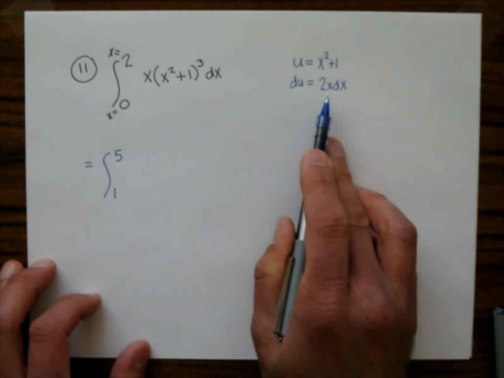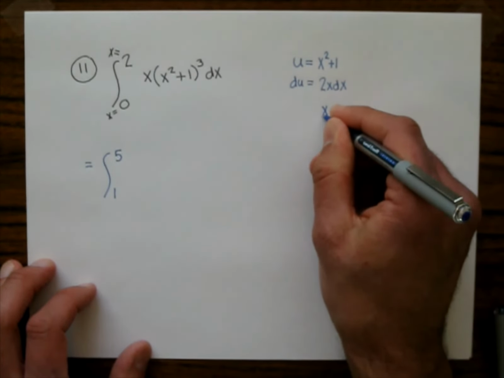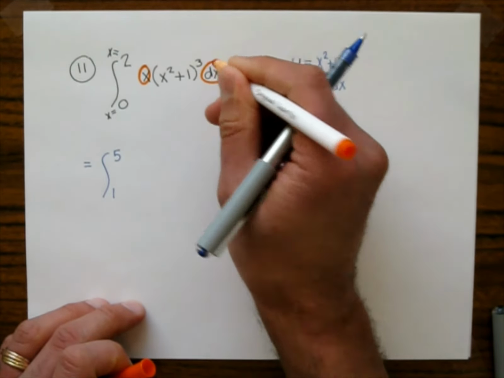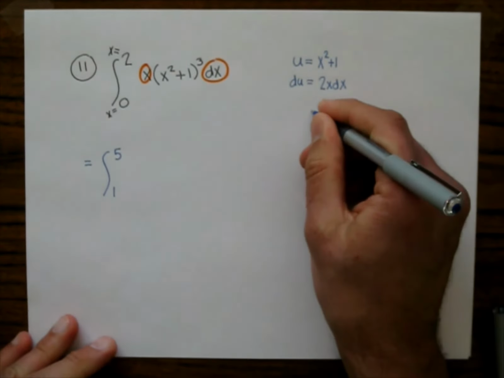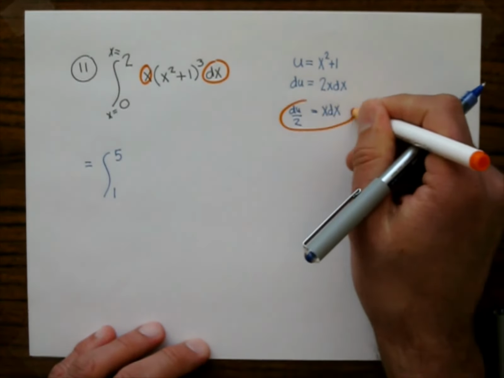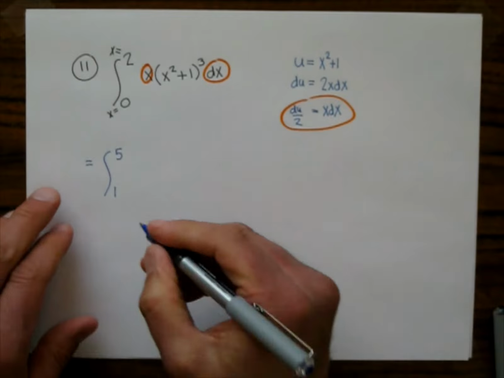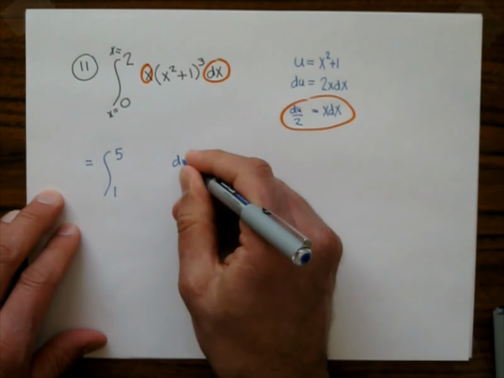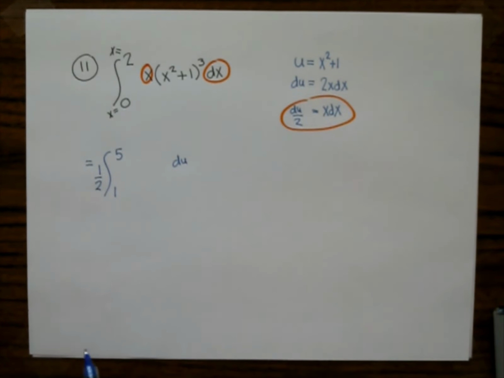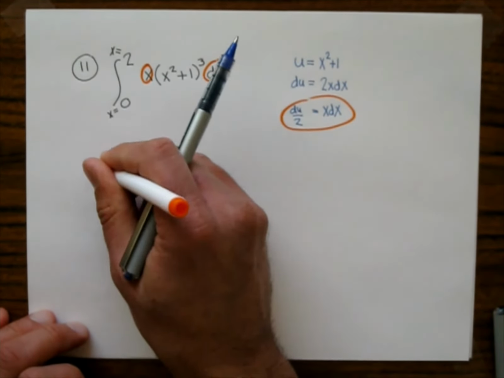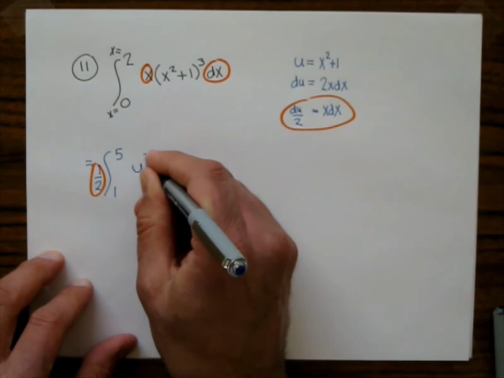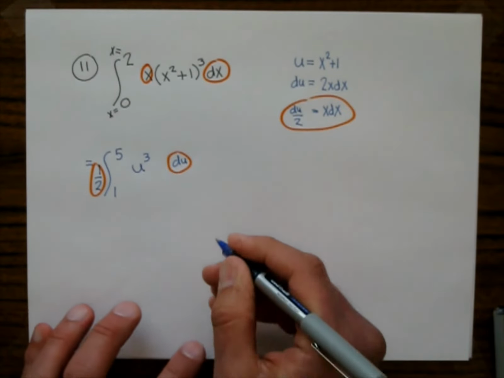Okay, I'm still not quite done here. I'm going to go x dx, which I definitely have here. This is great. x dx equals du over 2. So that's what I'm going to do with that. When I write the du, I'm going to put over 2 right there. Okay, so let me just circle this in a line here. And then what do I have right here? I have u to the third, u cubed.